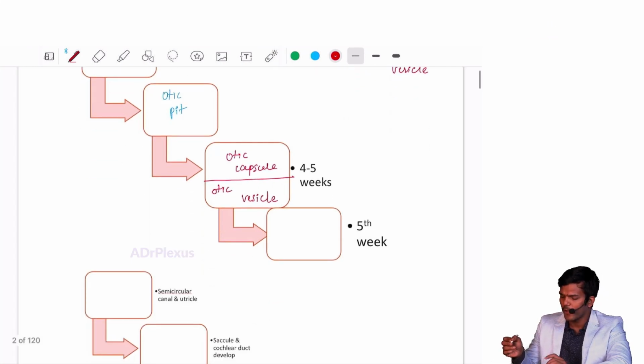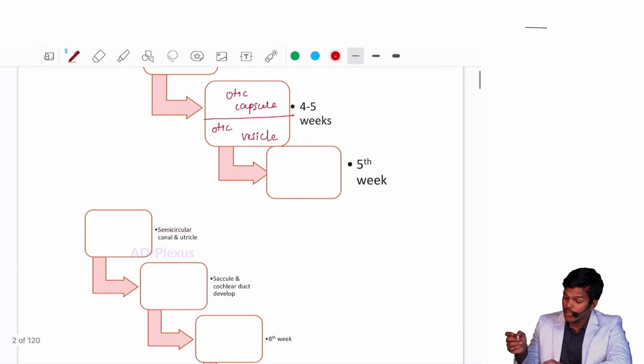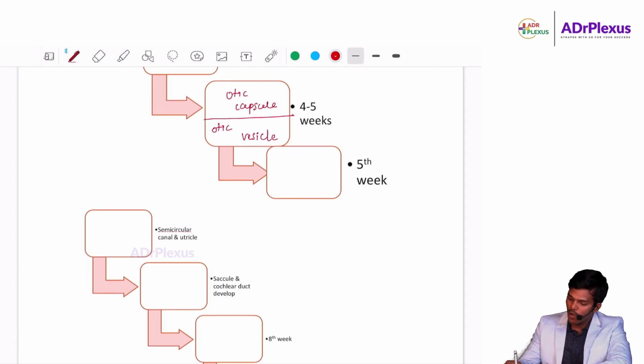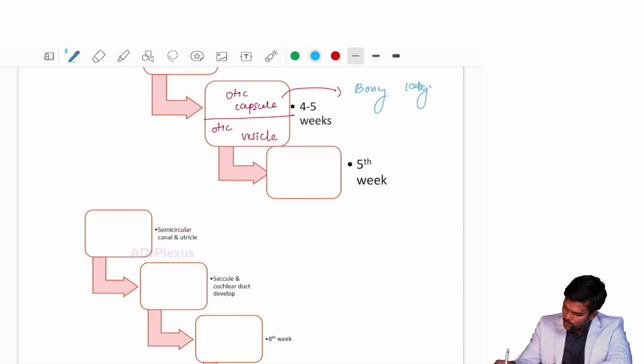Clear? Fine. This otic capsule will form the bony labyrinth. This otic vesicle will form the membranous labyrinth.